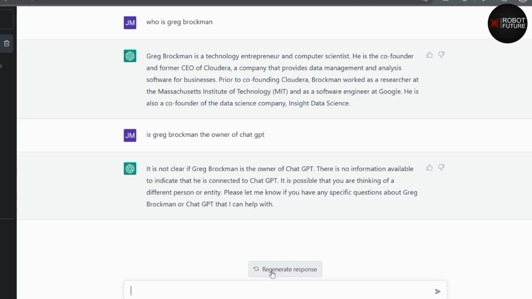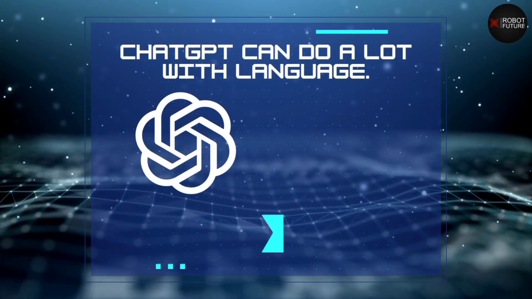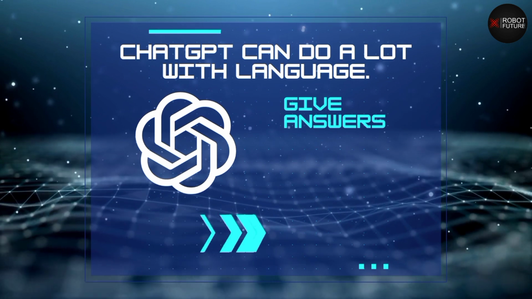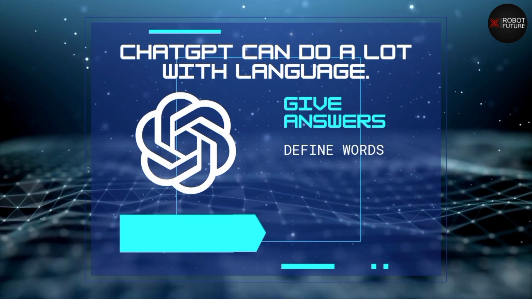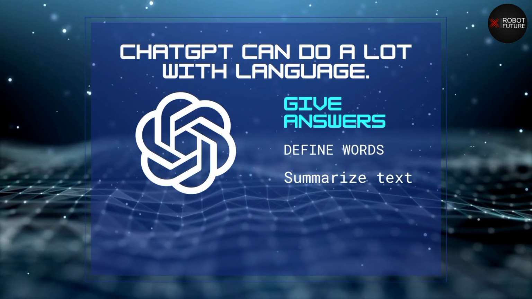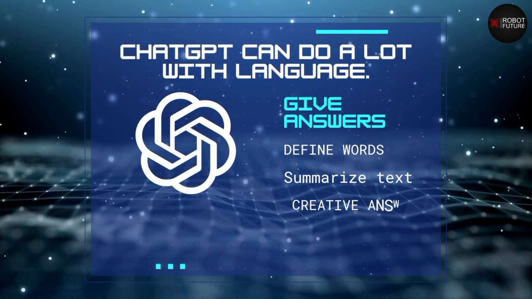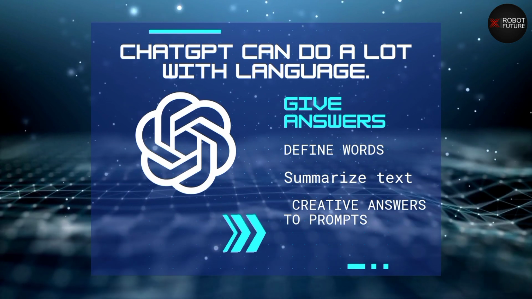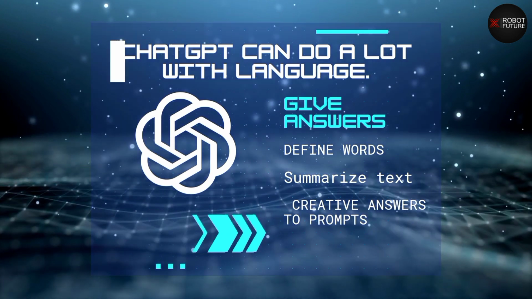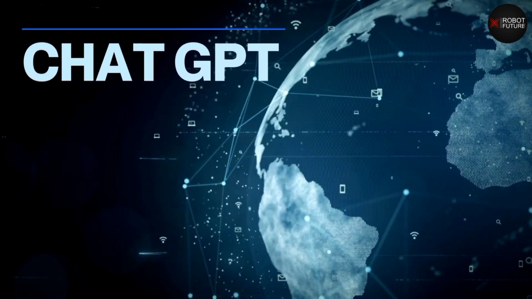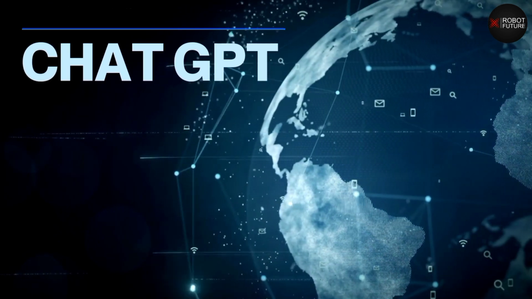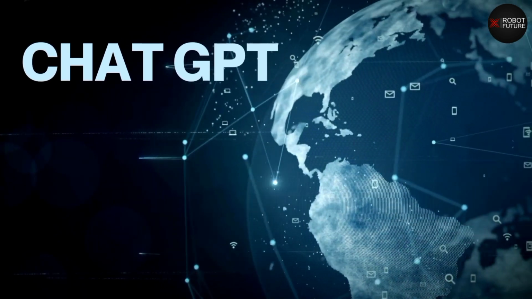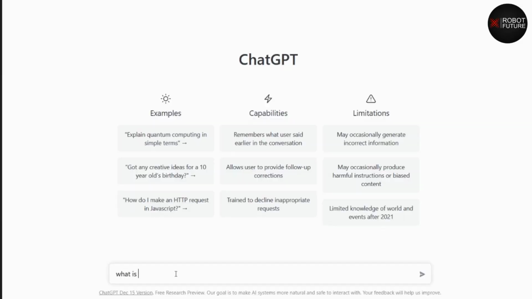ChatGPT can do a lot of different things with language, like give answers to open-ended questions, define words, summarize text, and even come up with creative answers to prompts. This makes the model very flexible and able to adapt to different tasks and settings. For starters, some examples of questions that ChatGPT might be able to answer include factual questions, like, "What is the capital of France?"